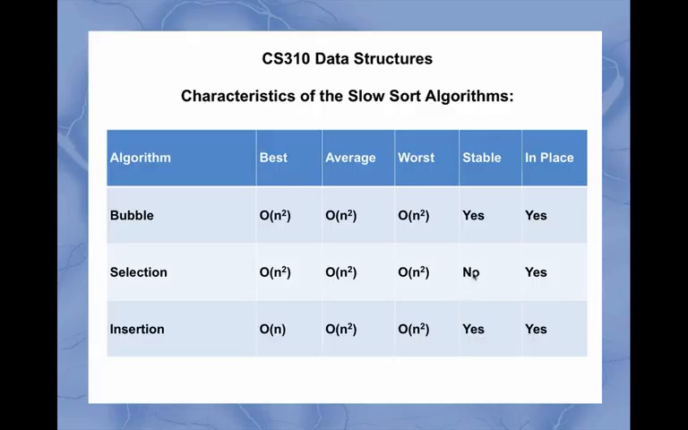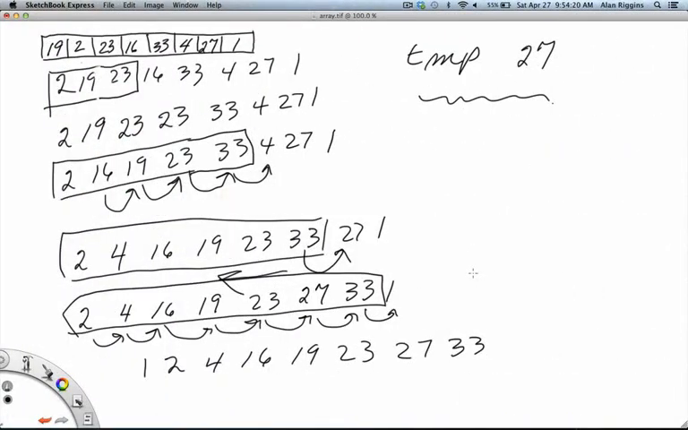So selection sort is not stable. Why is it not stable? I want to take a look here and show you why this is the case. So I've written an array here. Consider this case. We scan down the array and we find the largest element and we swap it with the element in last position. What happens when we do this?